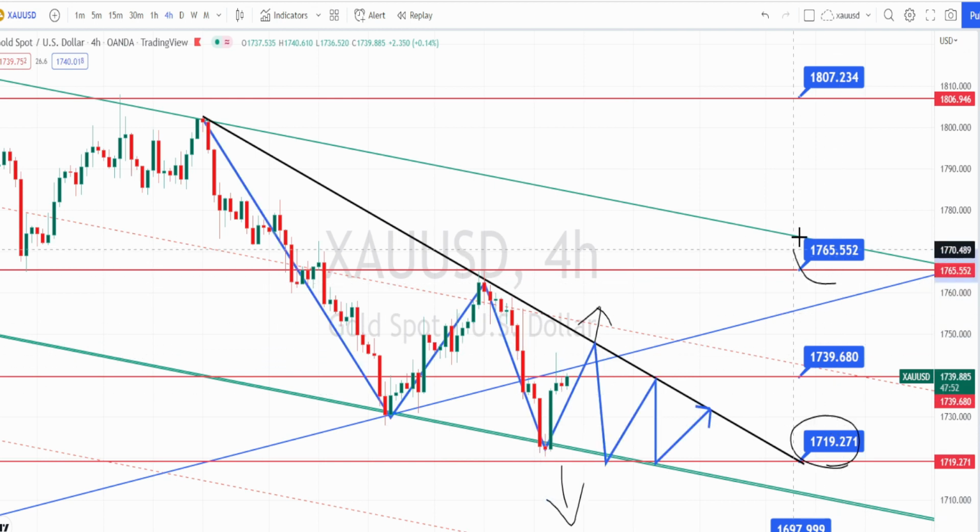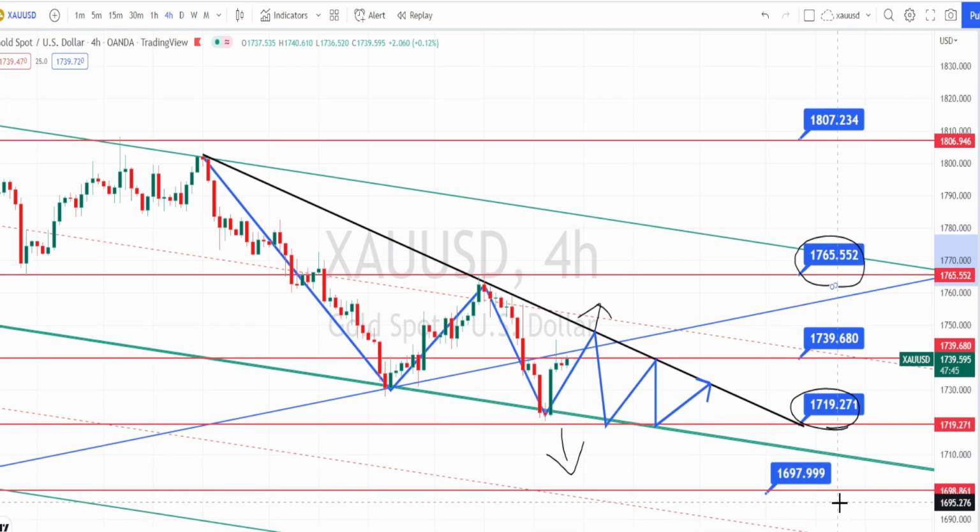The next level of resistance on the bullish side is going to be around 1765, and the next level of support from the daily time frame is going to be around 1679. Let us do the analysis in the hourly time frame.